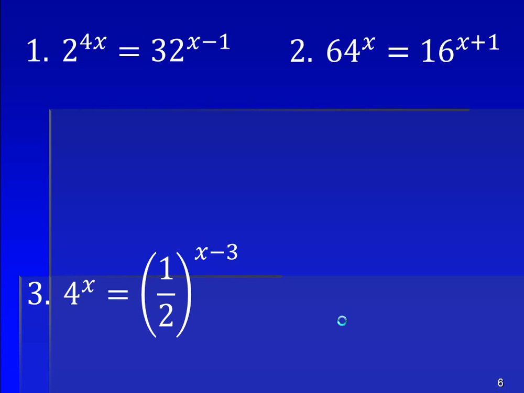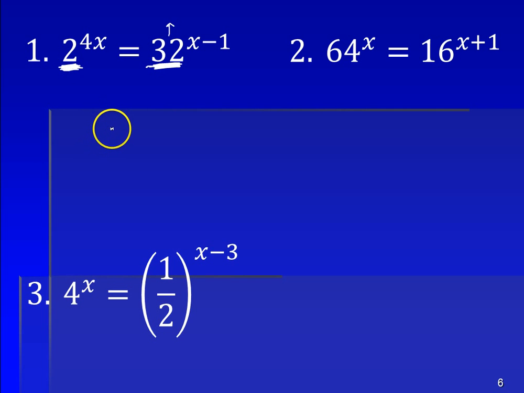Now, the first one, 2 to the 4x equals 32 to the x minus 1. First thing you should recognize is currently the bases are not the same. I've got a 2 and I've got a 32. Since they're not the same, my job is to make them the same. What can 32 turn into that'll be the same as over here? That's the first question that I always ask myself. Can 32 turn into something that's the same? For this case, it would be 2.